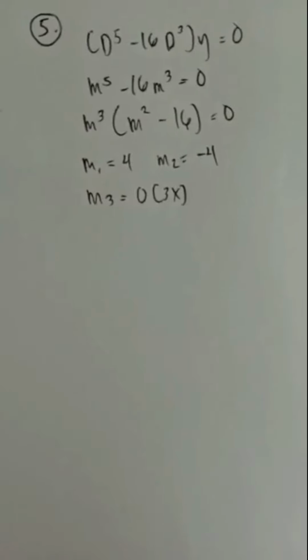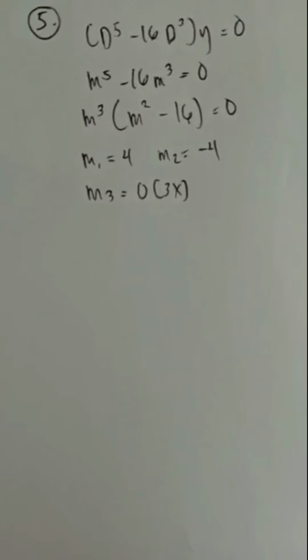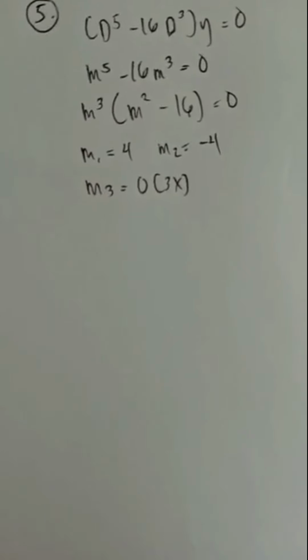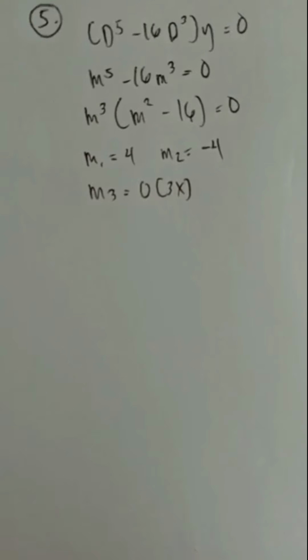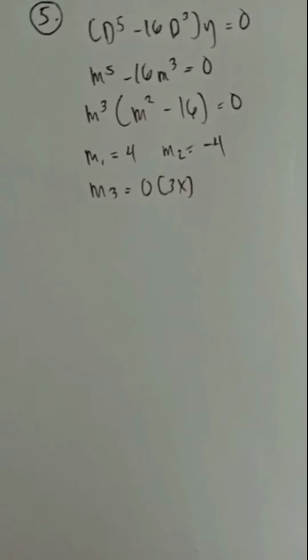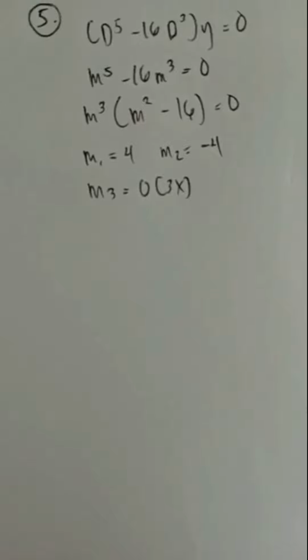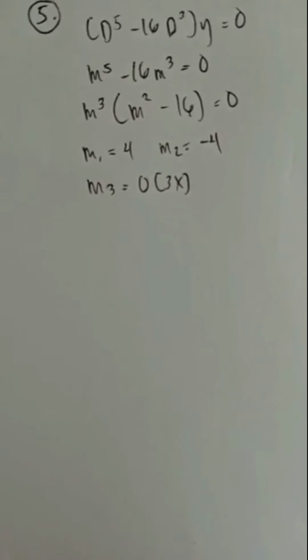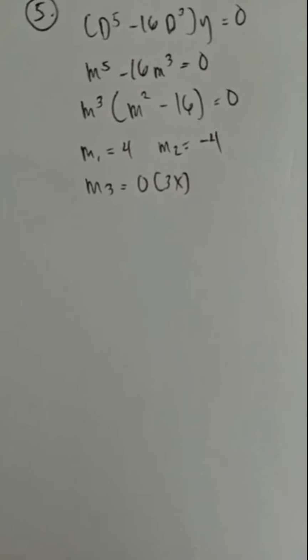Next, again, itong given ng differential operator form, gagawin nating auxiliary equation form. Kaya magiging m raised to 5 minus 16m cubed is equal to 0. Nalabas natin yung m cubed, mahanap natin yung mga roots. m1 is equal to 4, m2 is equal to negative 4, m3 is equal to 0, tatlong beses.